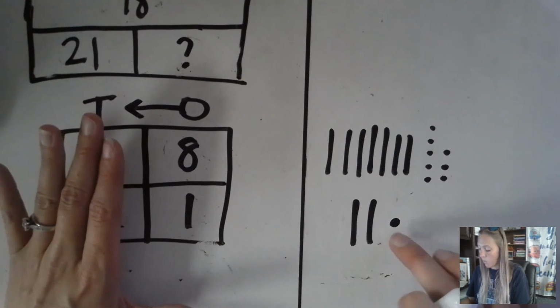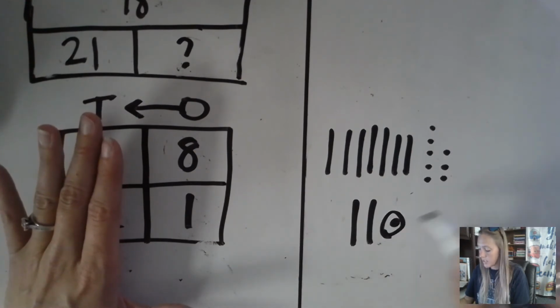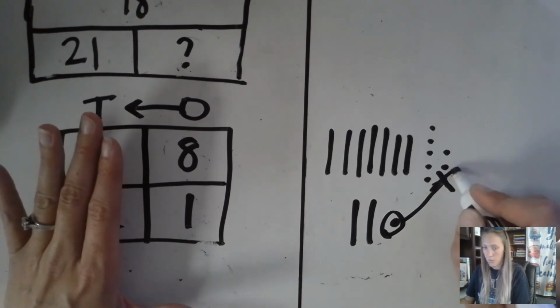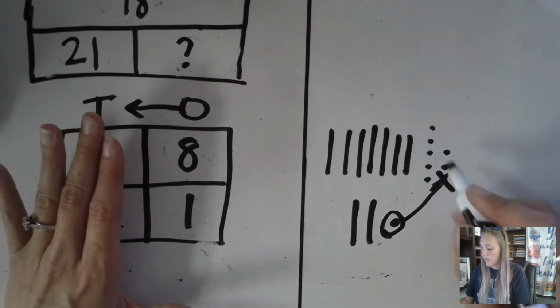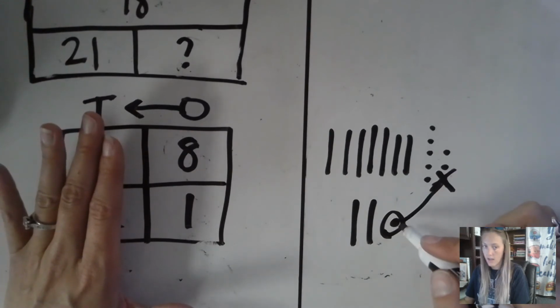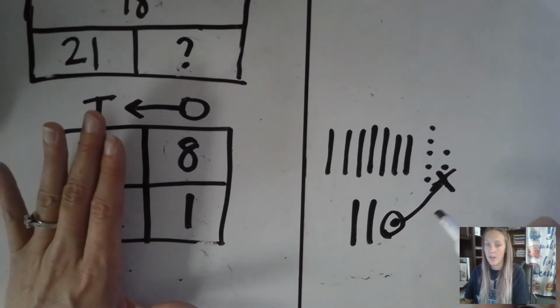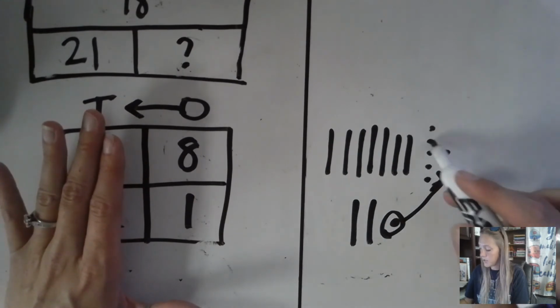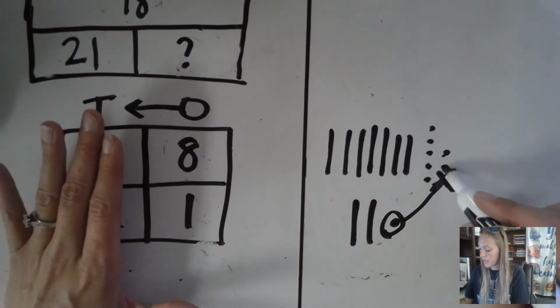We're going to take this amount away from this. So we'll cross this one off. 8 minus 1, and I'm sorry if I confused you. 8 minus 1 is 7. 1, 2, 3, 4, 5, 6, 7.